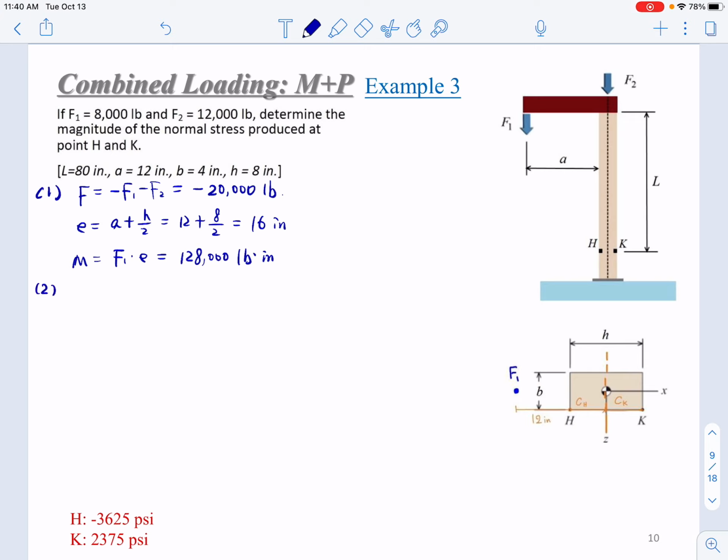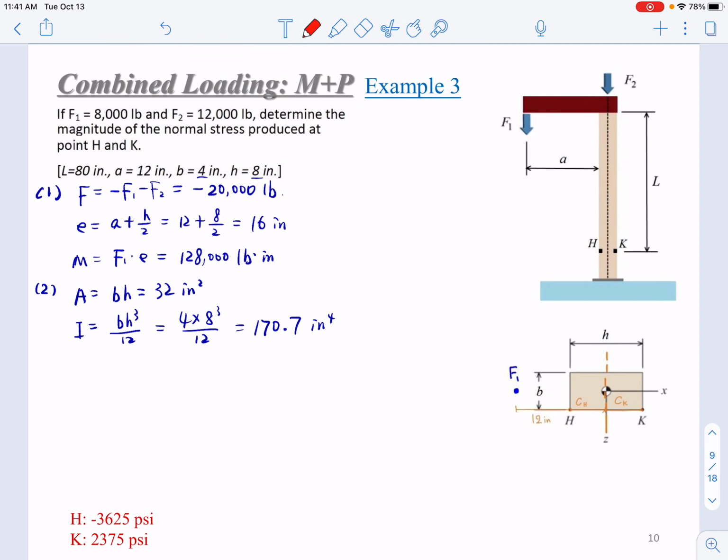And the second step, we determine the section properties, where the A is just BH. B 4, H 8, that is 32 square inch. And the I will be BH cube over 12. 4 times 8 cube over 12 equals 170.7 inch to the fourth.